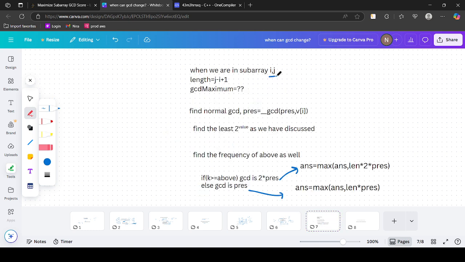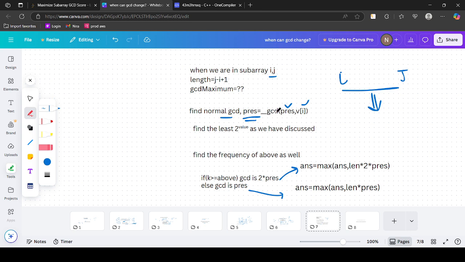And when we are at a subarray, because we discussed that we are traveling all the subarrays, and we are at i and, for example, at the present index j, the length is fixed, j minus i plus 1. So what is the maximum GCD possible? From the previous examples, we got that the GCD can be at most double the old GCD. What is the old GCD? So simply take the present GCD, which will be the GCD of the present and v of i.